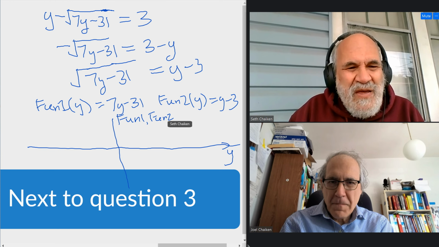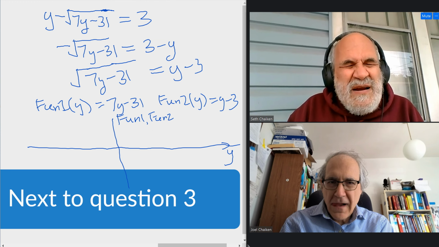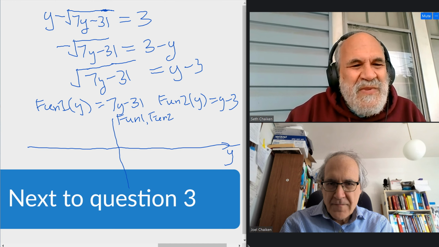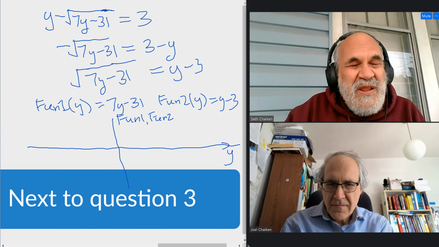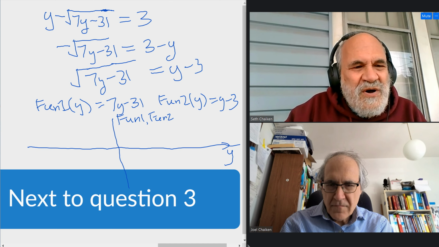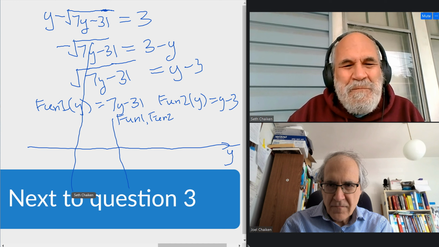Okay, now 7y minus 31, let's plot it. When y equals 0, the value of the function is minus 31, and it has a slope of 7. So it goes like that.